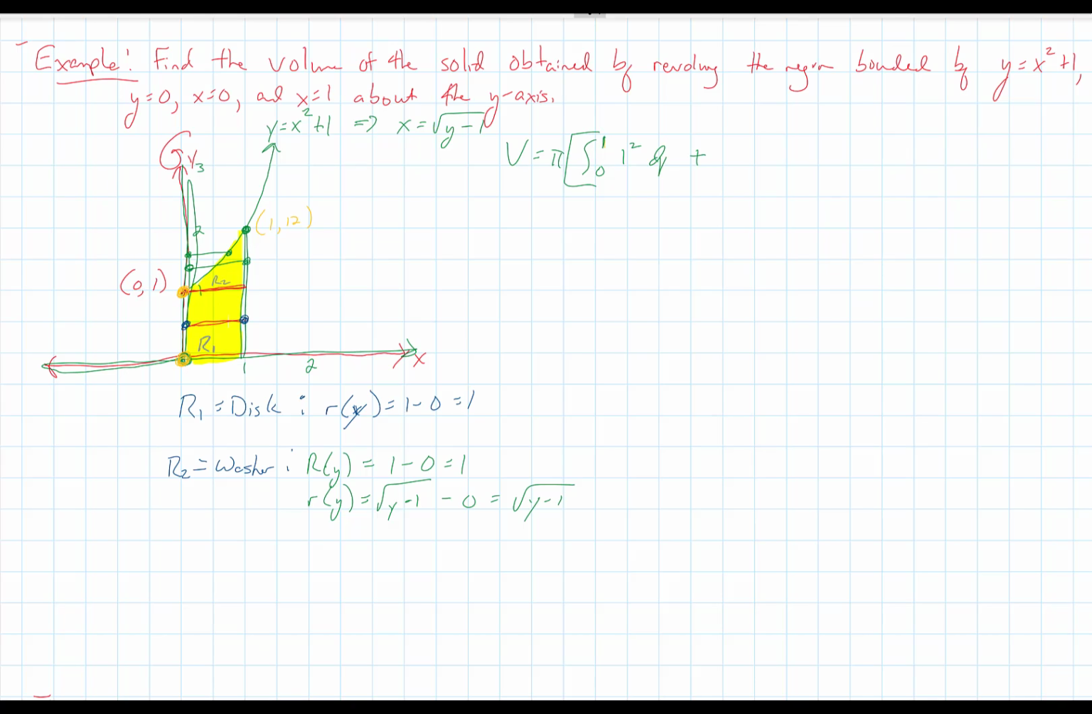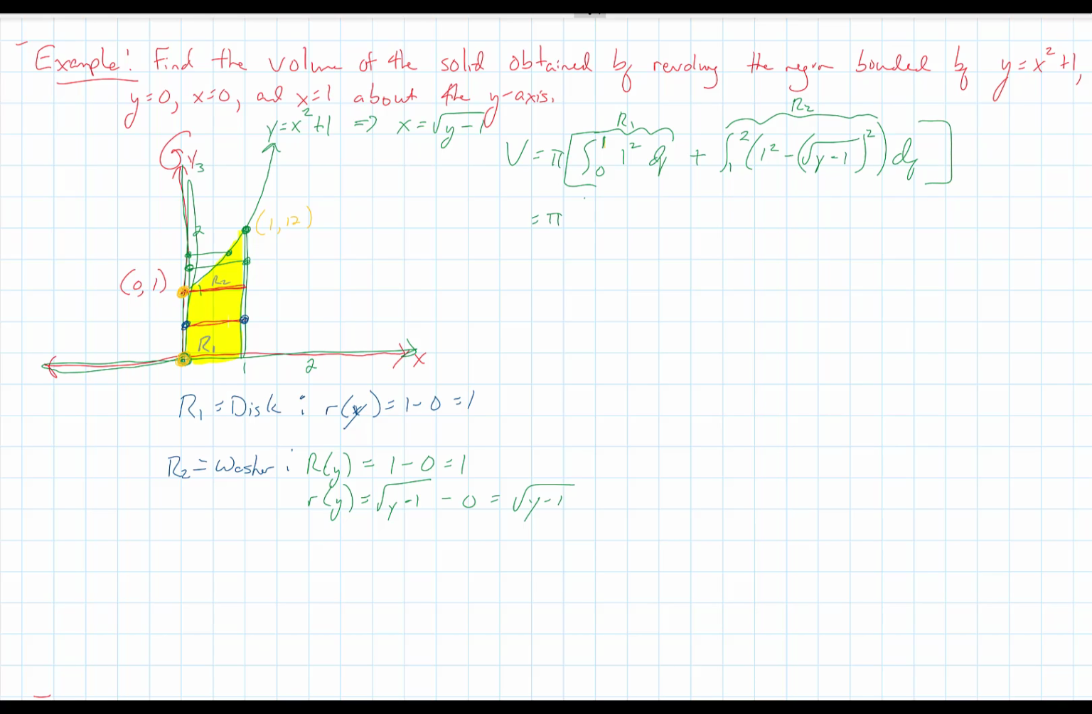plus now the second region. So this is R1. And then for R2, it runs from y equaling 1 to y equaling 2 of our difference of radii squared, right? So 1 squared minus the square root of y minus 1, squared, dy. So that's the volume for R2 once we take that pi into account.